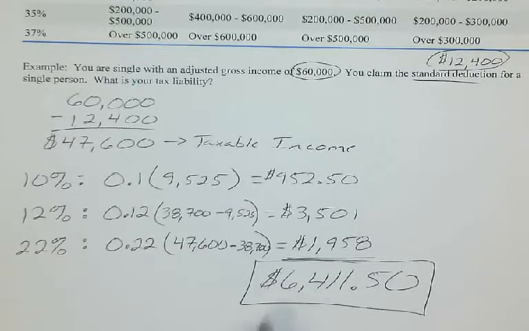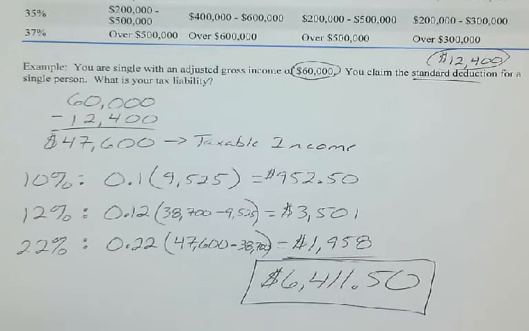When this person gets their W-2 back, which is a summary of how much they made and how much tax they paid, if it shows that they paid more than this amount, they will get a tax refund. If it shows that they paid less than this amount, it means they still owe the government some money, so they have to pay in.